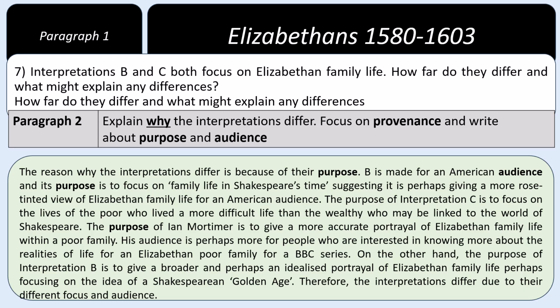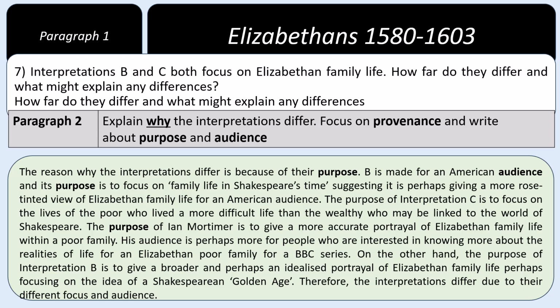So the reason why the interpretations differ is because of their purpose. B is made for an American audience, and its purpose is to focus on family life in Shakespeare's time, suggesting it's perhaps giving a more rose-tinted view of Elizabethan family life for the American audience. The purpose of interpretation C is to focus on the lives of the poor, who lived a more difficult life than the wealthy, who may be linked to the world of Shakespeare.